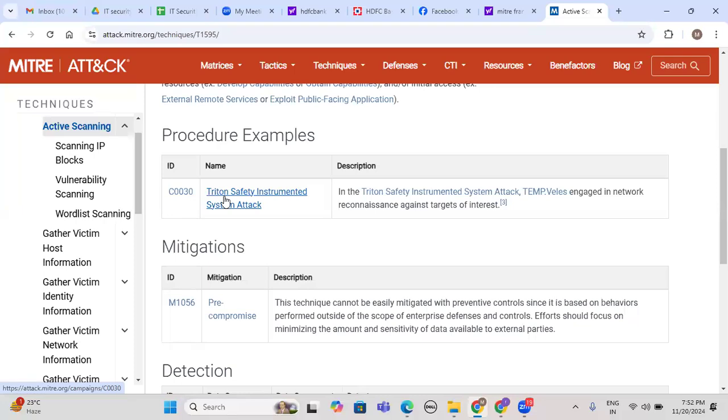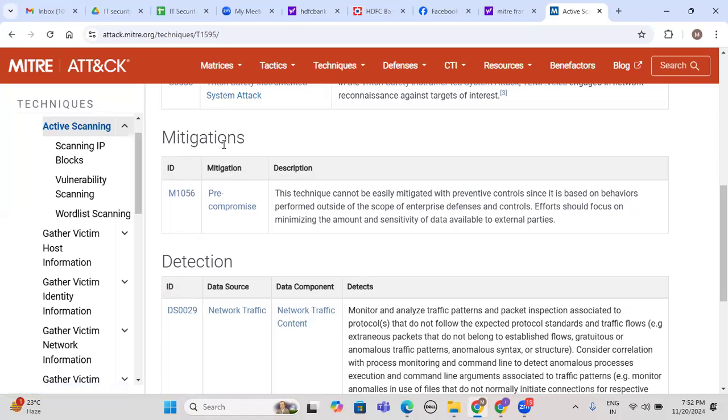Along with that, it is providing the mitigation. Whenever the attacker is trying to select the target under recon, how can we mitigate that attack? Pre-mitigation. And how can we detect it, as an alert or notification, or in network traffic. So that's what I said here.